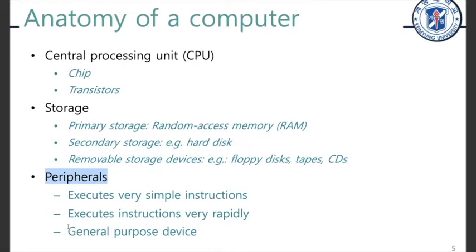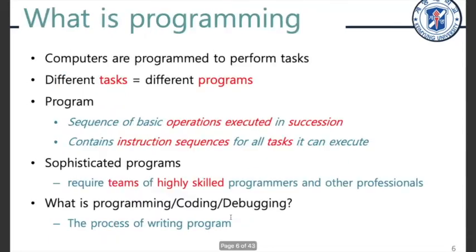They execute very simple instructions, and they execute instructions very, very rapidly and very, very fast. And your task is to be able to write a program to interact with these peripherals and to give instructions. So we say that, okay, we have a hardware of a computer, and the hardware of the computer should be programmed. So computers then become machines that perform certain tasks.